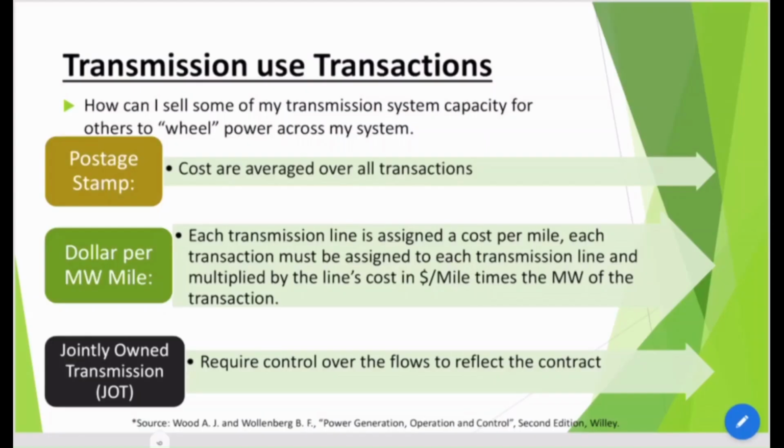if I have to carry 100 megawatt, then 100 times 5 rupees per mile needs to be charged. So it is basically megawatt multiplied by the rupees per kilometer or rupees per mile or dollars per mile, which will give me the real cost of my transaction towards the transmission facility. Now this one term is known as jointly owned transmission, JOT, which requires control over the flow to reflect the contract.